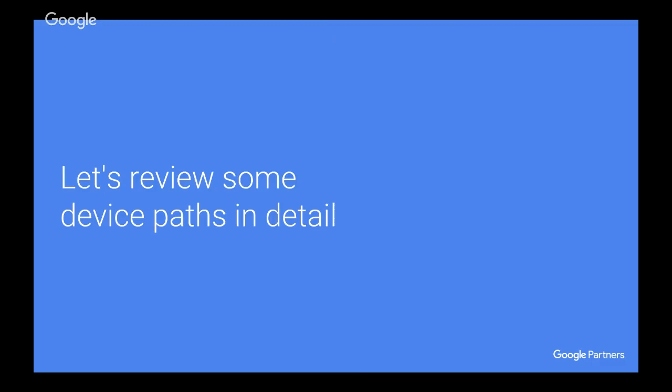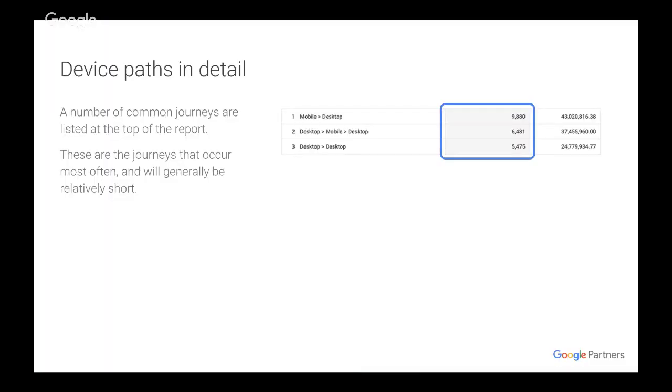Now we're going to review some device paths in detail. For example, here on the screen, we have a number of common journeys. There at the top of the report, this is what you will get. And you will see that these journeys are usually very short. For example, we have mobile to desktop. On the other one, you can have somebody initiating that activity on desktop, then mobile, and then jumping to desktop again. We know some users feel more comfortable finalizing that purchase on the desktop. This happens. And we're aware of that. We just want to make sure we allow you to take benefit of it.